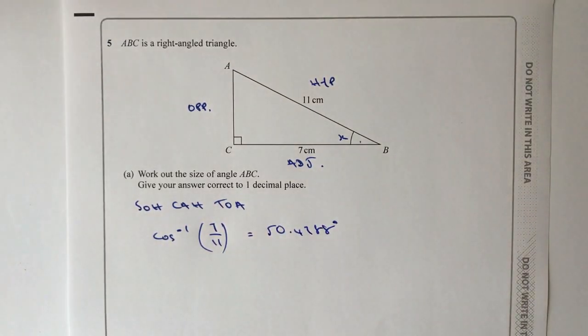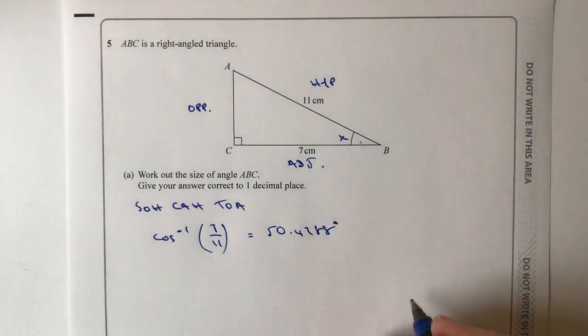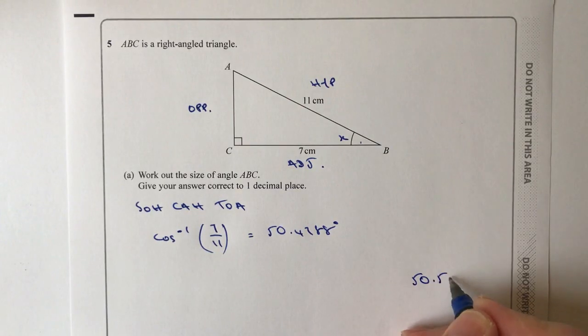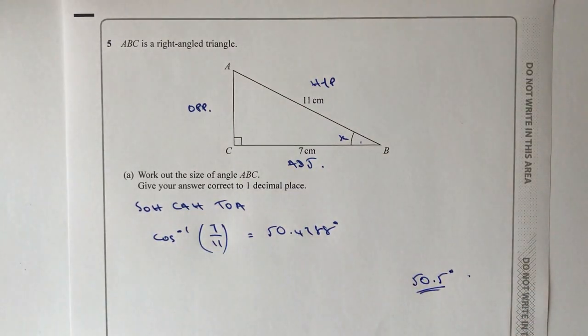50.4788 degrees. Okay, now just be very careful about these sort of things, because the question does ask you to write the answer correct to 1 decimal place. So to 1 decimal place, it's an answer of 50.5 degrees. Okay, so be very careful about that sort of thing to make sure you get both of the marks for that question.